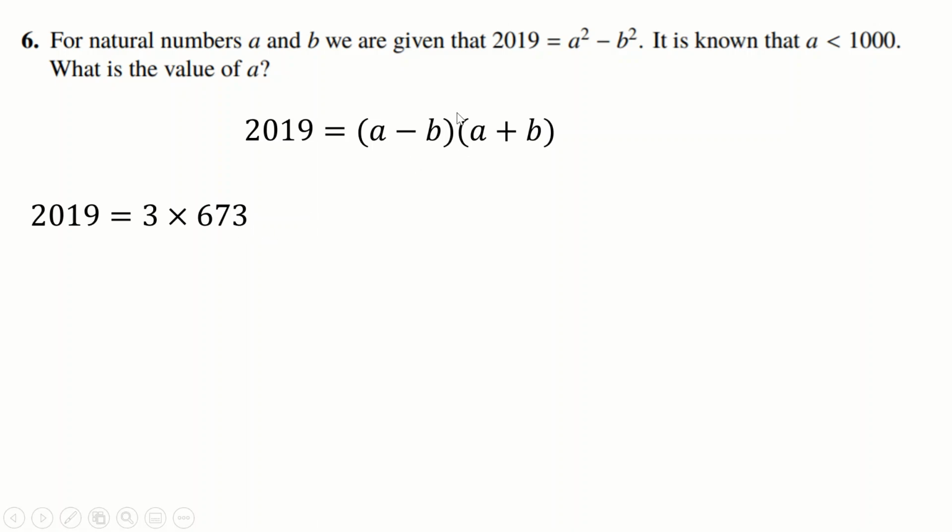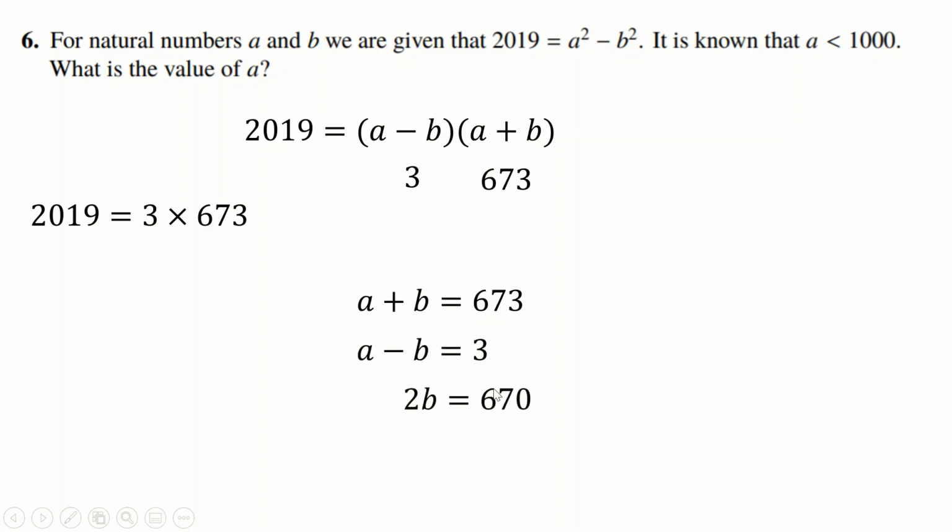So I'm going to say that one of these brackets is this, and one of them is this. Now a minus b is clearly less than a plus b, since these are positive. Natural means positive integers, you should probably know that if you're taking this exam. So a plus b must be 673 and a minus b must be 3. And this is just a simultaneous equation, right? If I take those away, these go away, and I get 2b equals 670 divided by 2, put it back in for a, and you find a is 338, which is the answer.